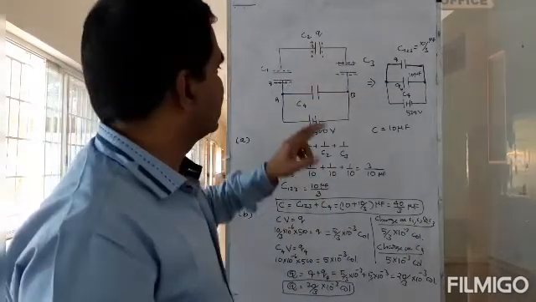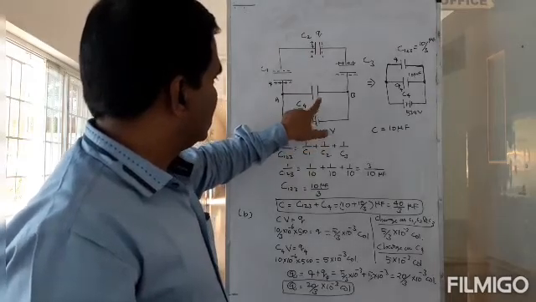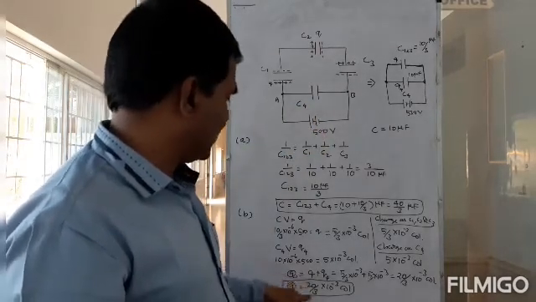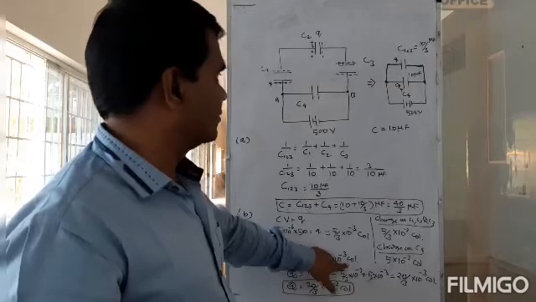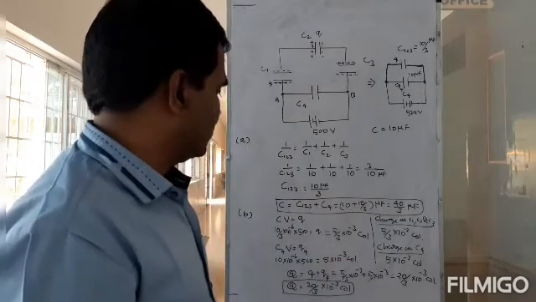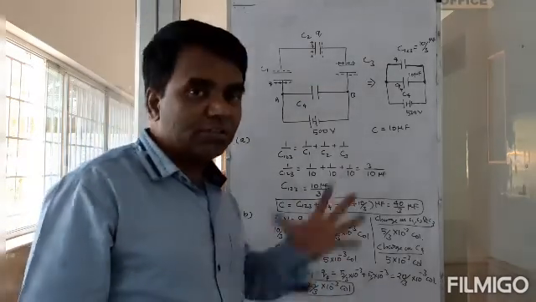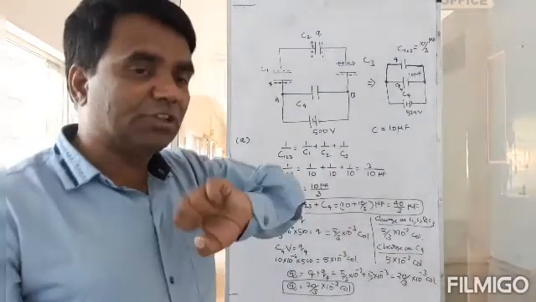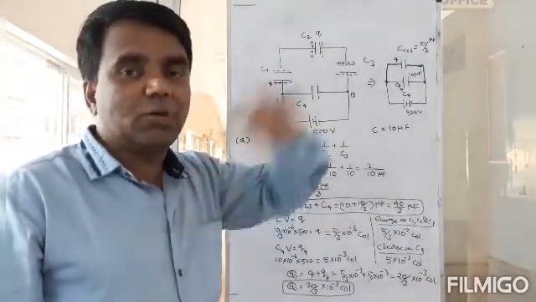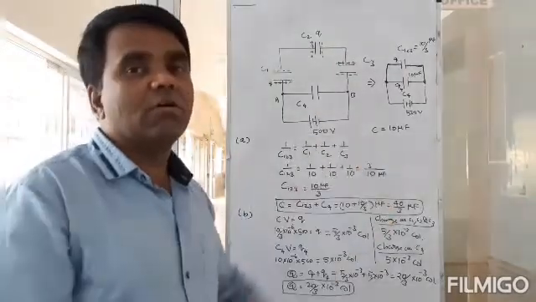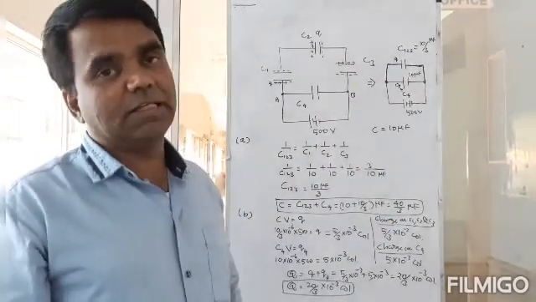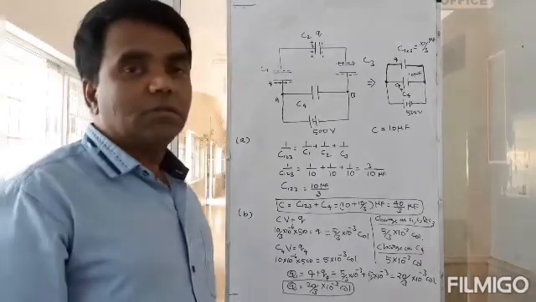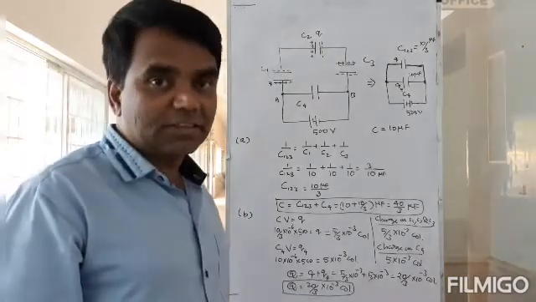Sorry about the first statement. And on C4 you will have 5 into 10 to the power minus 3 coulomb. So together we are going to have 20 by 3 into 10 to the power minus 3 coulomb. That's the amount of charge that has come out of the battery to reside on the capacitor plates. Hope this is clear to you.